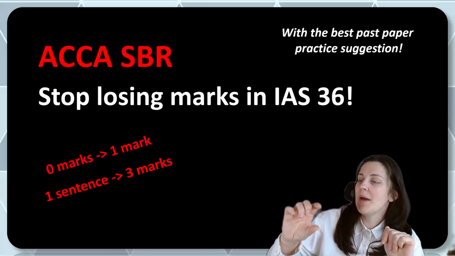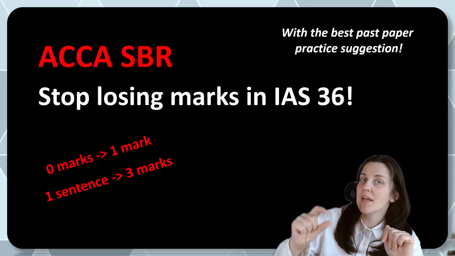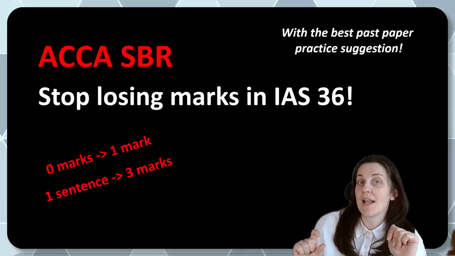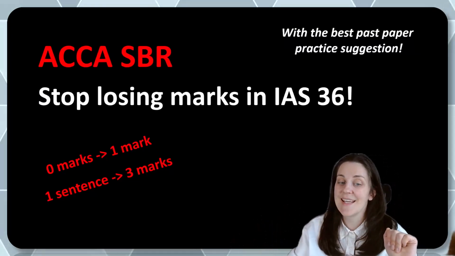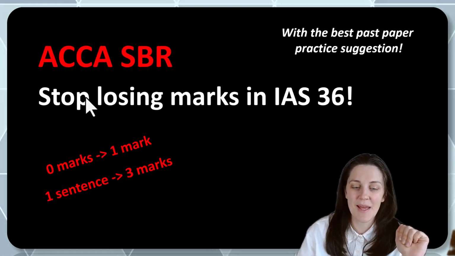So don't miss the step when you explain whether it's the decrease of value in use or fair value less cost to sell, and then say that this is an indicator of impairment.